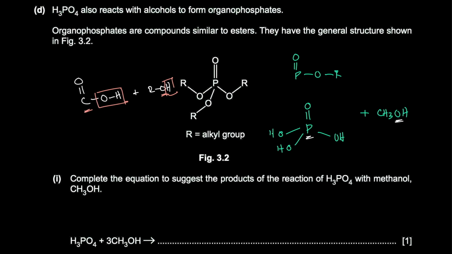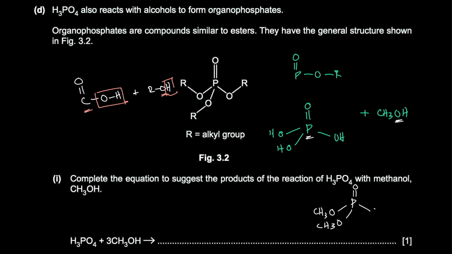So what do we end up getting? What we end up getting is P=O, and then oxygen. This oxygen comes from the alcohol. So this P=O bonds to the oxygen from the alcohol, so we get O and then CH3.